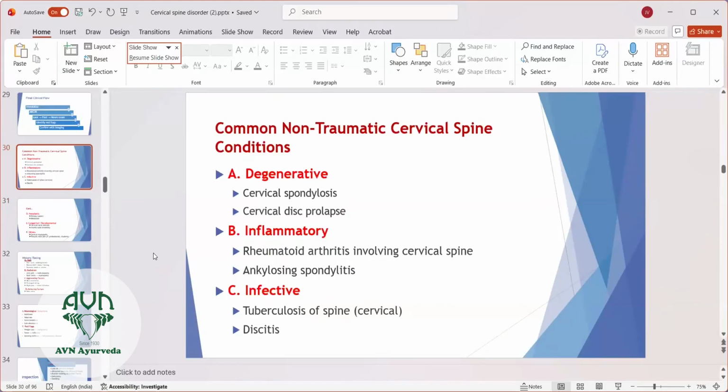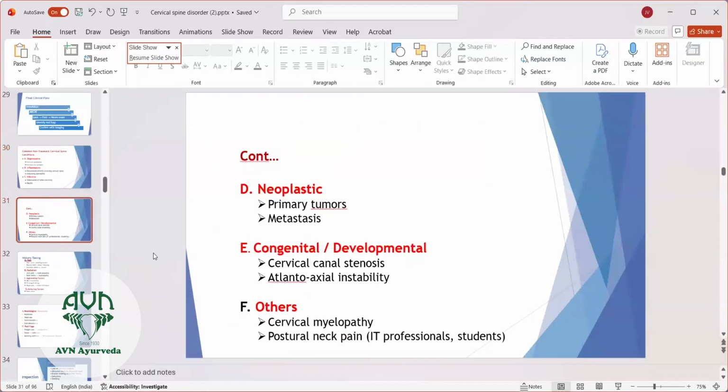Non-traumatic conditions are also divided into two: column lesions and cord lesions. Column lesion means the disease is affecting the bone, intervertebral disc, articular facets, like that. Cord lesions mean the disease is affecting the spinal cord. So the common non-traumatic cervical spine conditions are degenerative, inflammatory, infective, neoplastic, congenital or developmental, and others, mainly cervical myelopathy and postural neck pain.